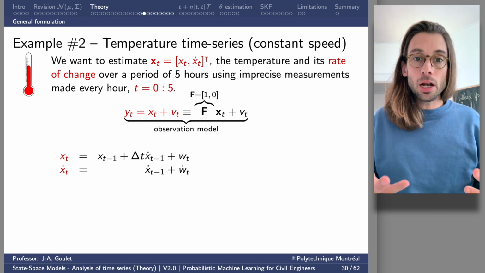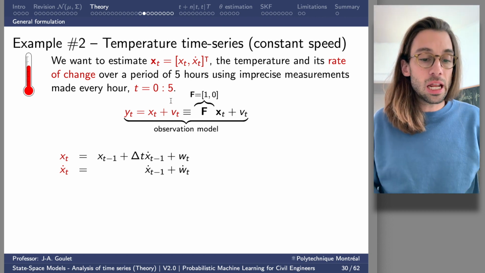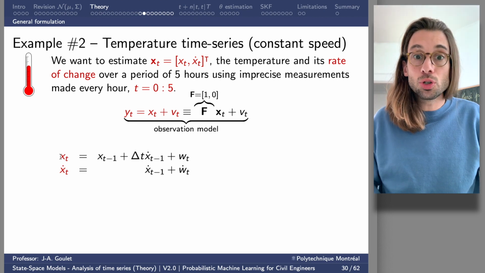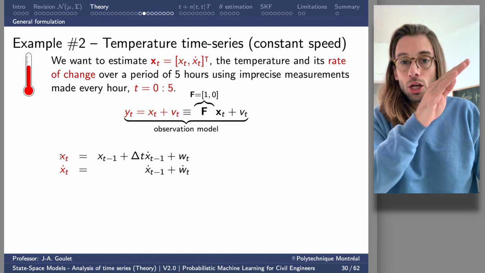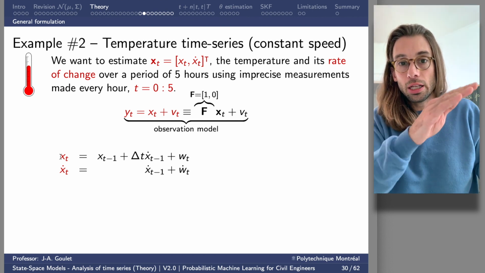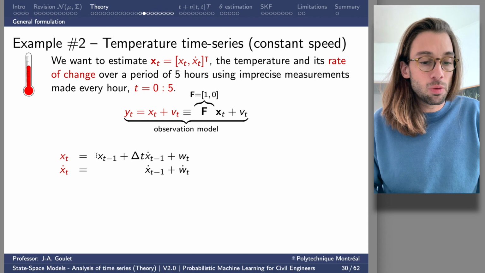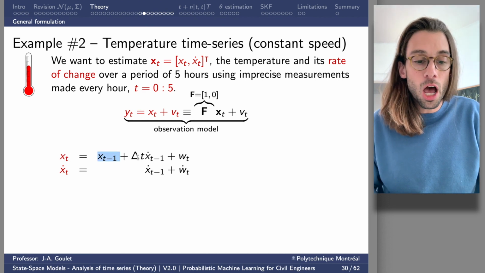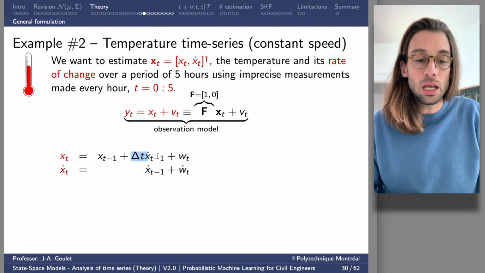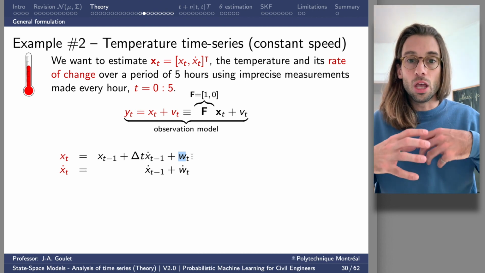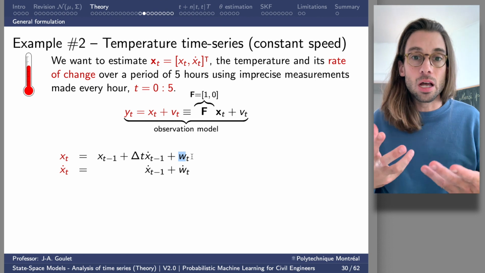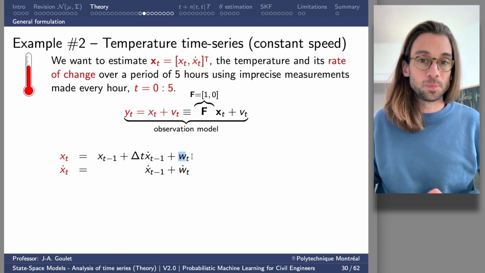So we can model this as a system of equations. We have a transition model for the hidden states, saying that my temperature over time is assumed to be locally decreasing, so linearly decreasing. So my temperature at time t is equal to my temperature at time t minus 1 plus my speed, xt dot at t minus 1, times delta t, plus wt. Again, an error term associated with the fact that this linear decrease in time is not perfectly describing my reality.